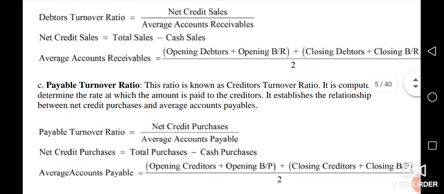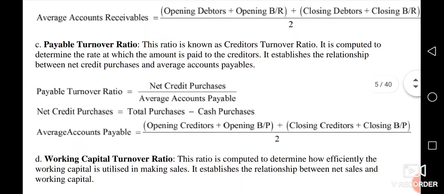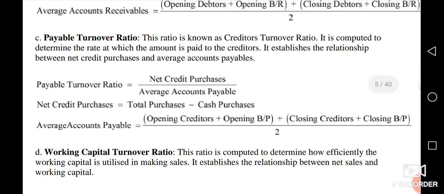The next one is payable turnover ratio. This ratio is known as creditors turnover ratio. It is computed to determine the rate at which the amount is paid to the creditors. It establishes the relationship between net credit purchases and average accounts payable. Payable turnover ratio equals net credit purchases upon average account payable.